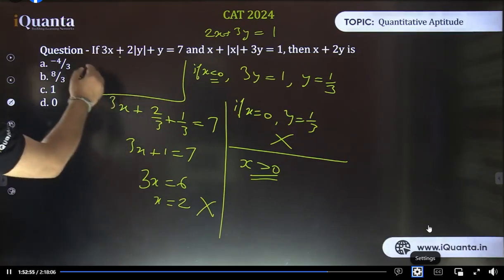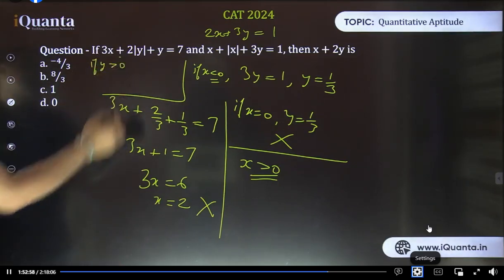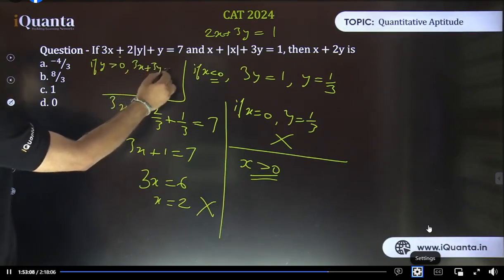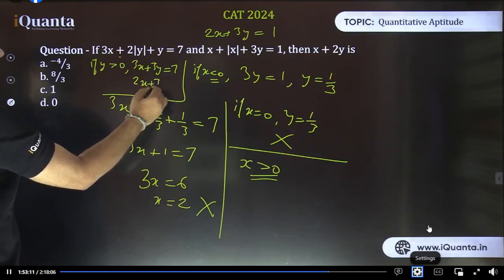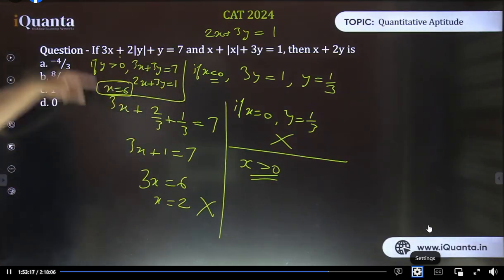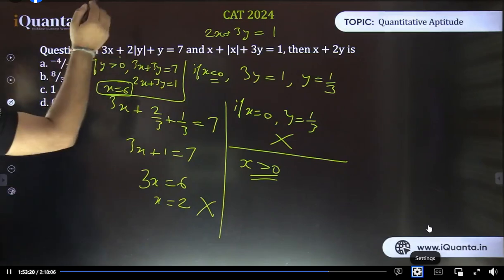let's see. I'm assuming now, if y is positive, basically we are making all the cases. If y is positive, in that case it becomes 2y plus y, that is 3y. So 3x plus 3y equals 7, and this 2x plus 3y was equal to 1. That gives you x equals 6, right? And if x equals 6, let's put it back to find the value of y in this equation only.